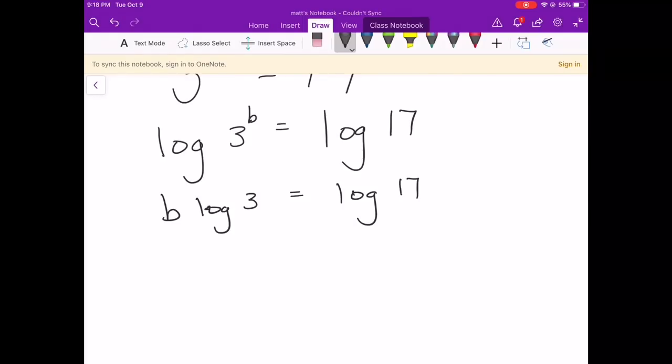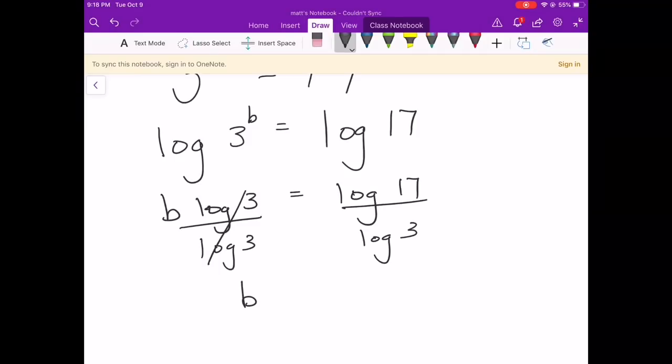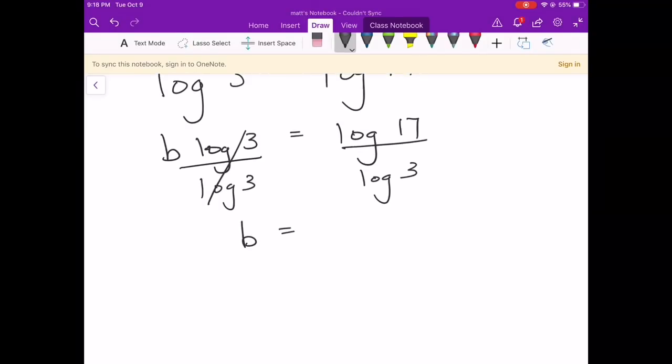And again, my goal is to get b by itself. So b jammed up next to log means multiply. So I unmultiply by dividing. Let's divide both sides by the log of 3 because I'm trying to get b by itself. Those cancel. b is equal to log of 17 divided by log of 3. So I just grab my calculator and type in log 17 divided by log 3, and I'll get the number for that. Okay, so log of 17 divided by log of 3, I get 2.58.